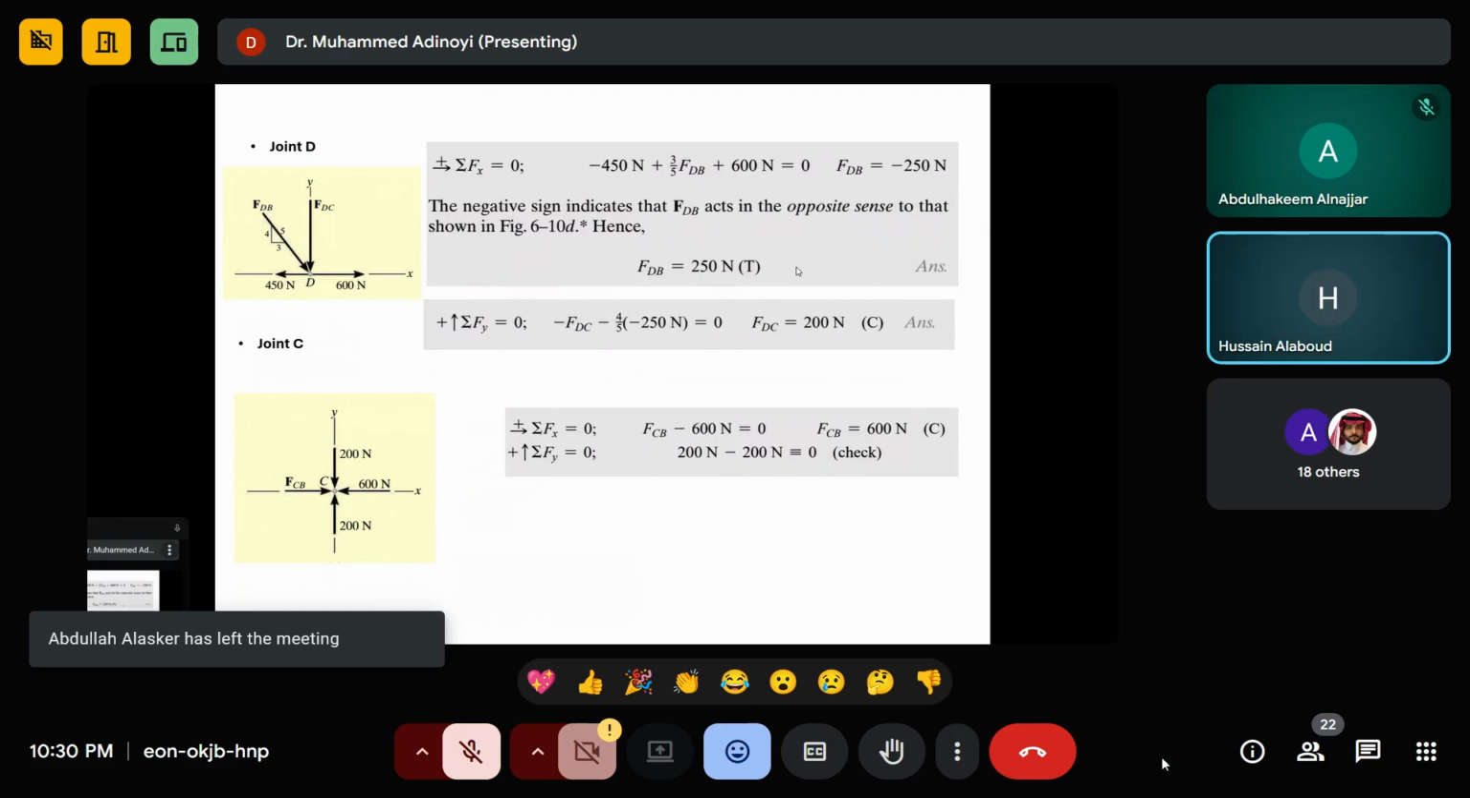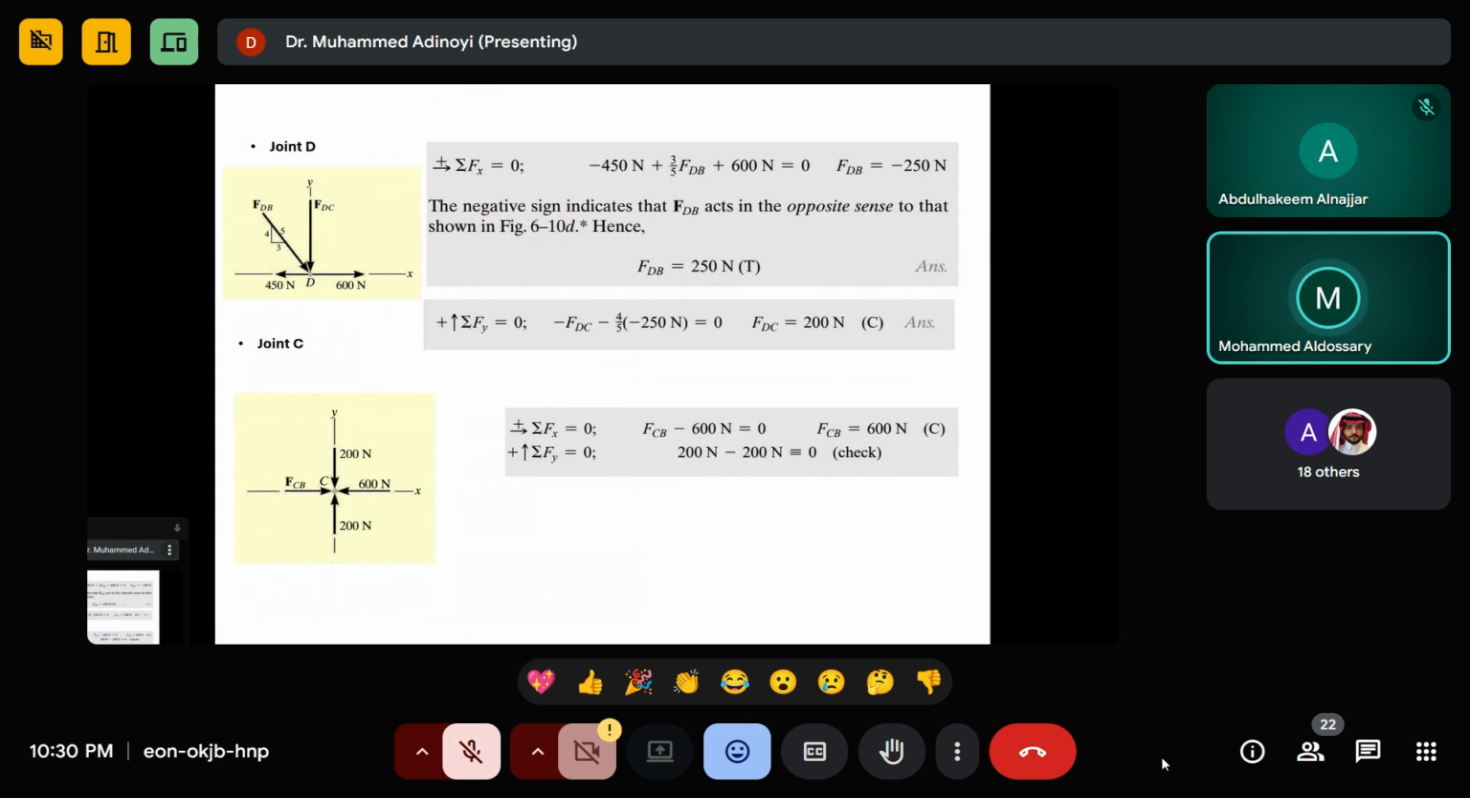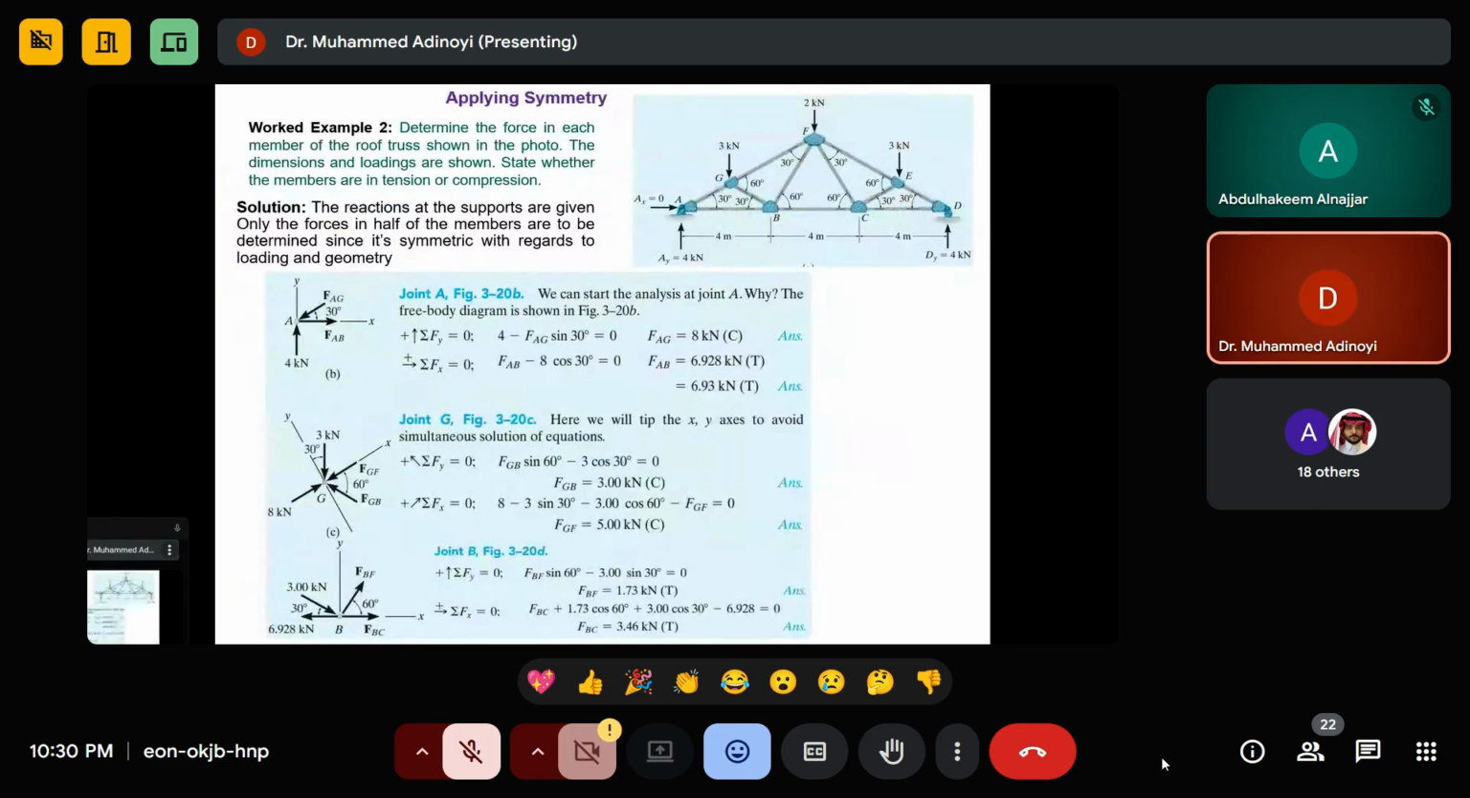Is it important that in the exam I put whether it is tension or compression? Is it important to put tension or compression? Not only important, compulsory. Can I go on? Yes, Doctor.